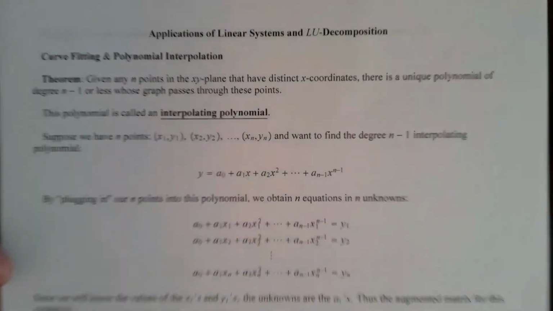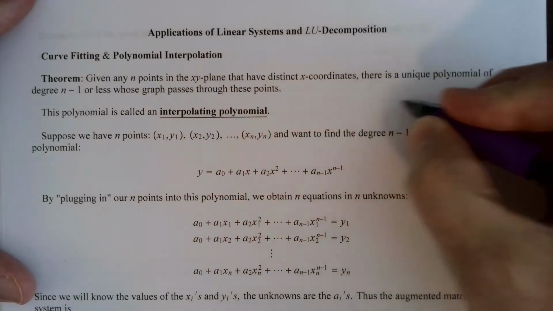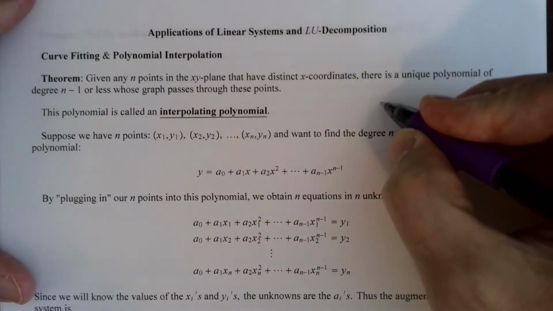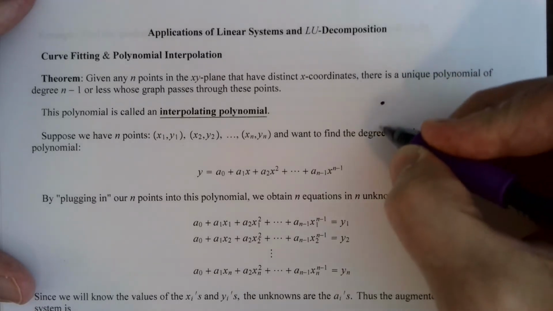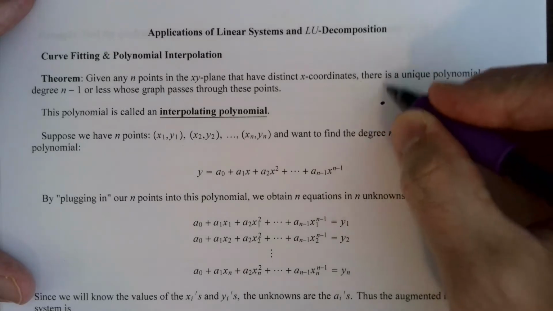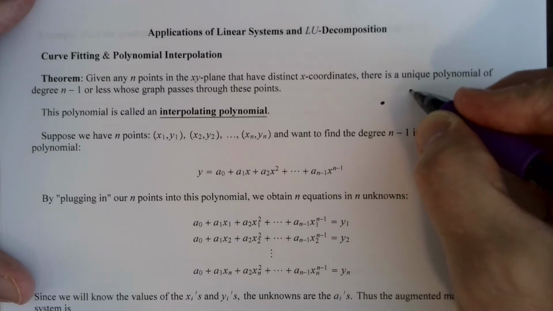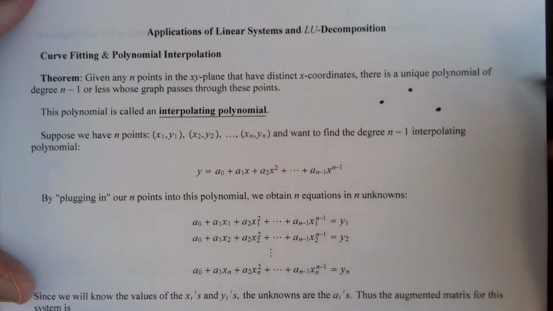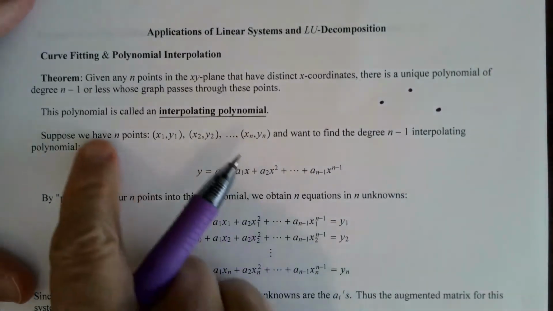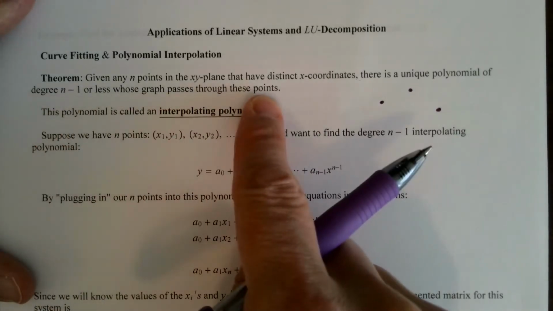So for example, if I have 3 points with distinct x coordinates, if I'm graphing in an xy plane, that means moving left to right, I'm not going to have one point above another point, right? Above or below in the same vertical line. So this has one x coordinate, some y coordinate. This one is another x coordinate, and then suppose we have this point here. Now there's 3 points here, so by this theorem, if n is 3, then 3 minus 1 is 2. There's a unique polynomial of degree 2 or less whose graph passes through these points.